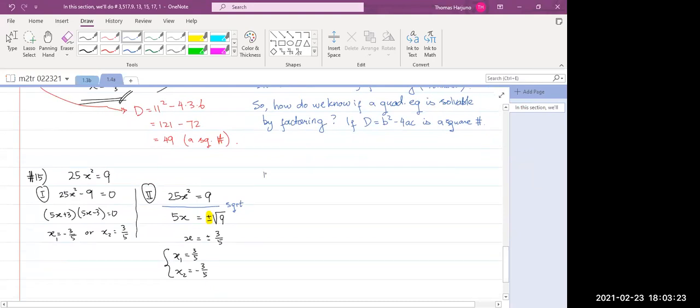Number 17, we have x minus 3 squared equals 17. Now you cannot do this by factoring, but we still can apply the square root property. So my x1 is 3 plus square root of 17. My x2 is 3 minus square root of 17.